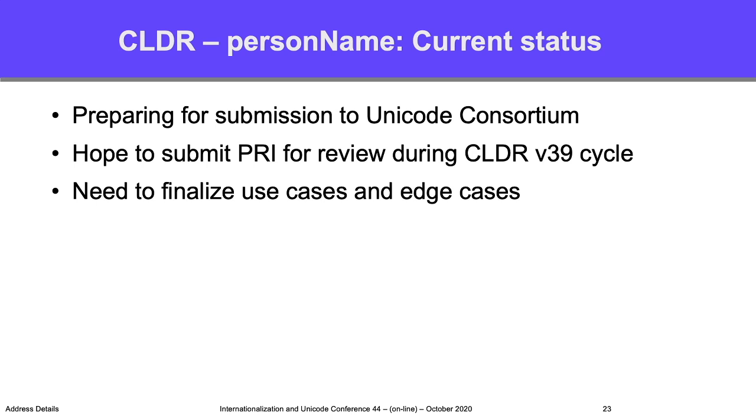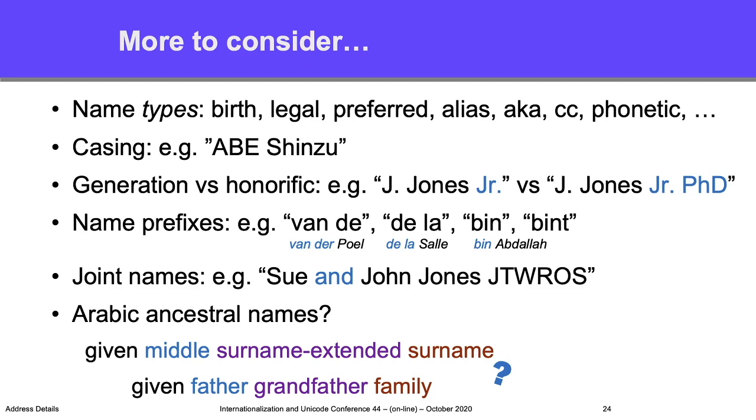So the current status for the project, we're preparing for submission to the Unicode Consortium. And we hope to submit a PRI for review during the CLDR 39 cycle. We still need to finalize some use cases and edge cases to be sure it holds water for a wide range of different uses in the world in different locales, languages, and regions.